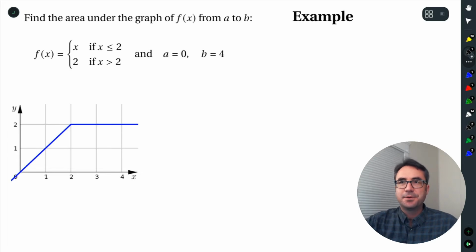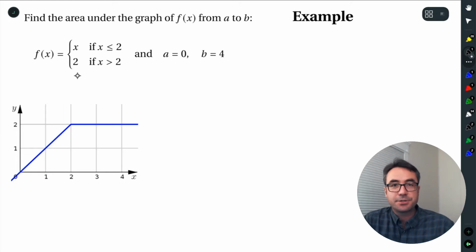Let's try this one. We're going to find the area under the graph of f of x from a to b, where f of x is a piecewise function. The first piece is x, when x is less than or equal to 2. And the second piece is 2, so our function f of x is equal to 2 when x is greater than 2. And we're looking from a equals 0 to b equals 4.